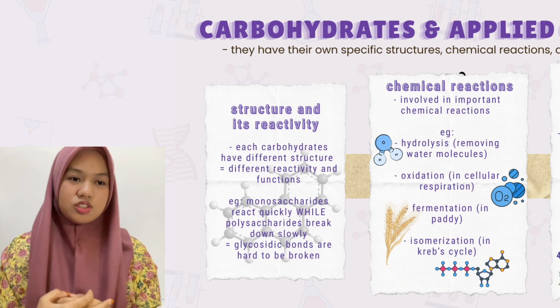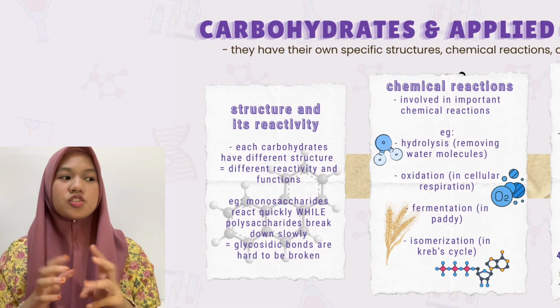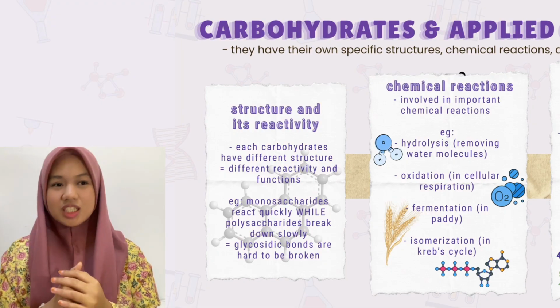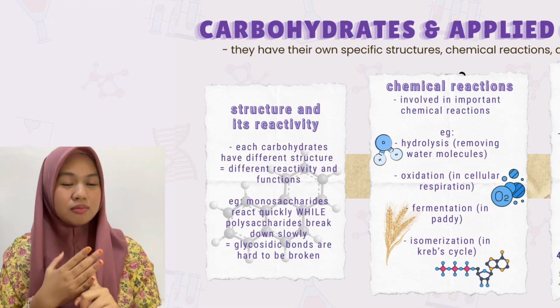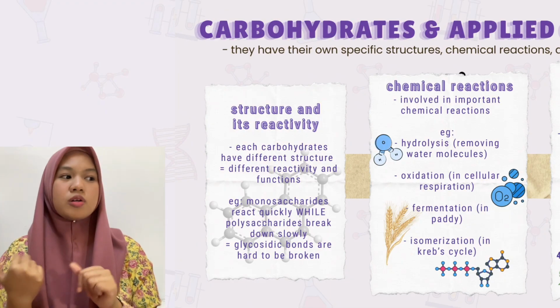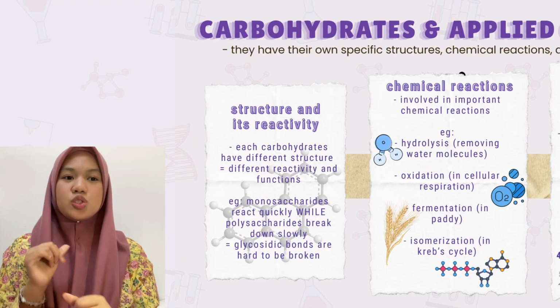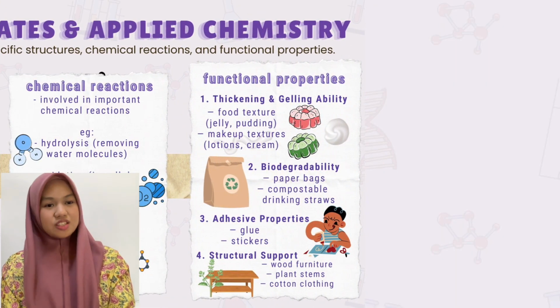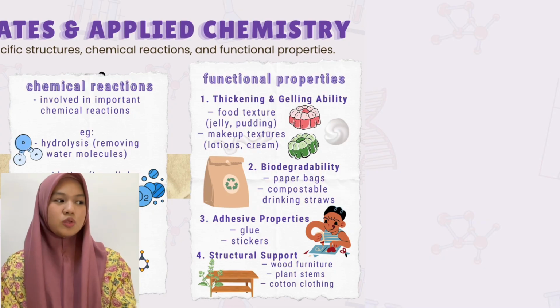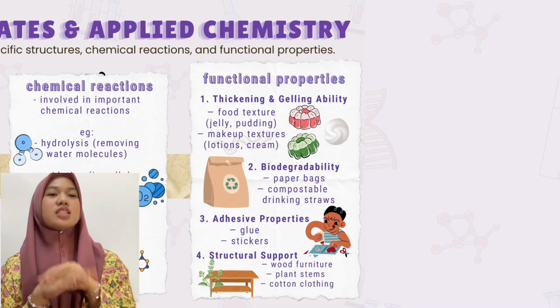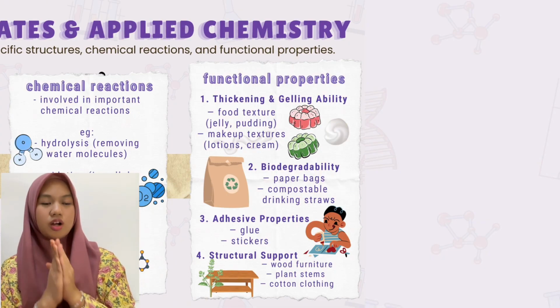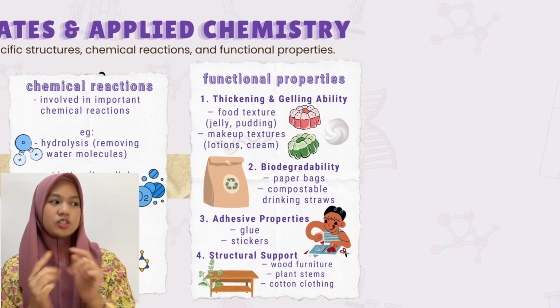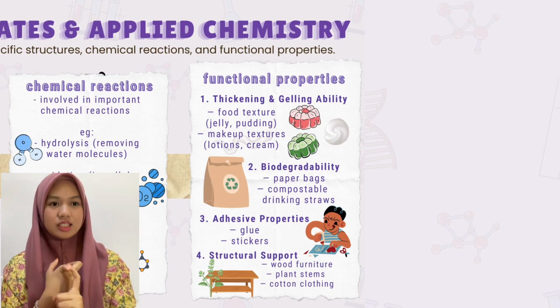And the last one is isomerization, which means rearranging the structure of sugars to create different functional products. For example, in the Krebs cycle, citrate is isomerized into isocitrate. And lastly is functional properties. In this part, I will only tell you 4, but there are actually tons of functional properties of carbohydrates that are used nowadays. The first one is the thickening and gelling ability.